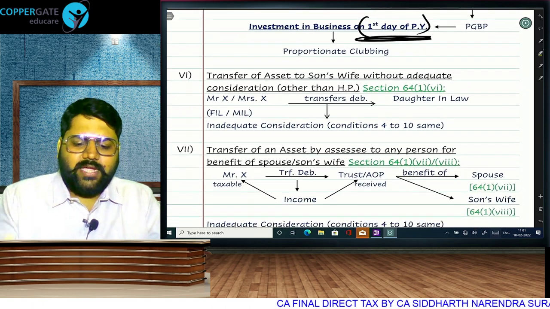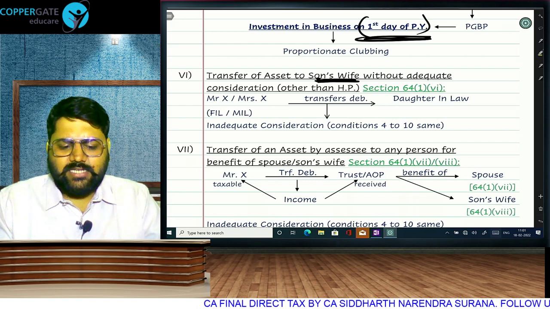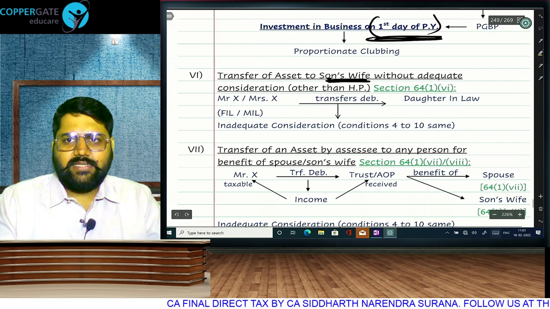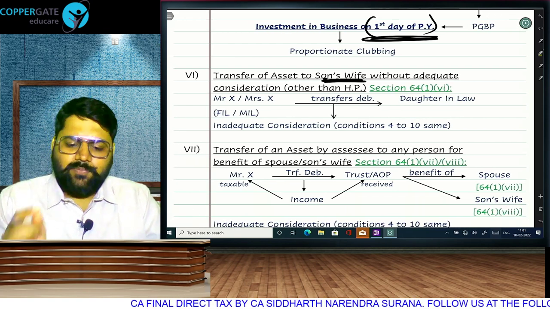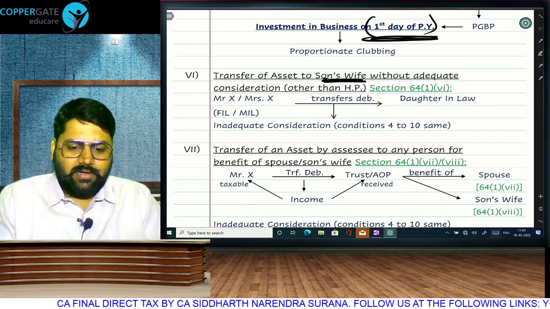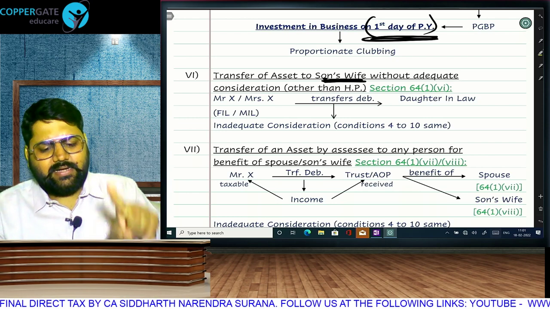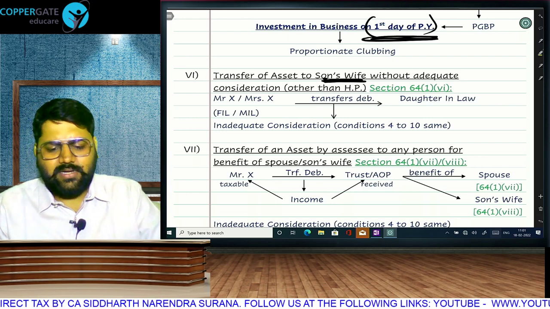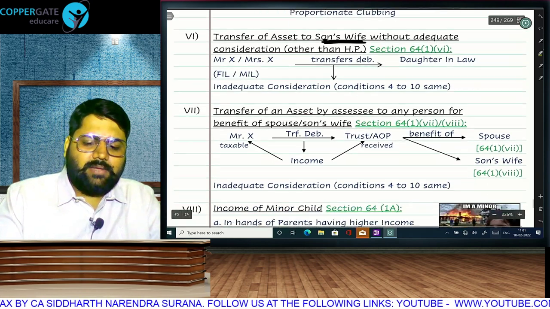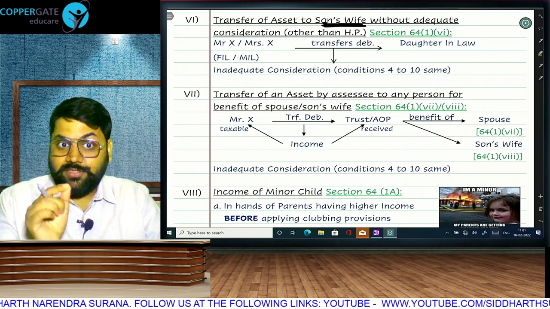Exactly the same rule applies when it is transferred to son's wife, daughter-in-law. Exactly the same rule when an asset is transferred to son's wife. Only point is that here you cannot have a divorce or agreement to live apart. Everything else, inadequate consideration, only individual, indirect transfer, change in form of asset, capital gain, all other points are the same. Last point also: invested in, used in business, invested money, proportionate clubbing on the first day of the previous year.